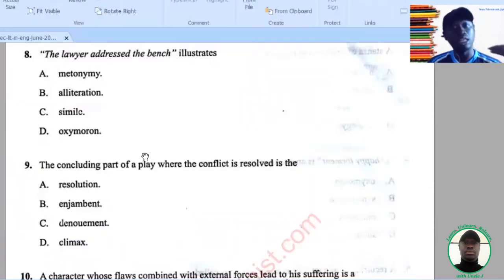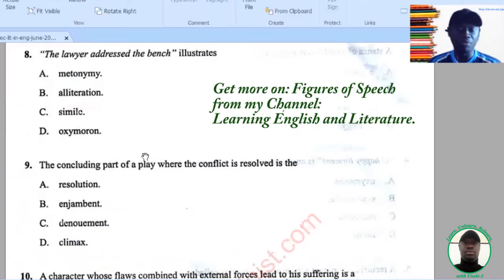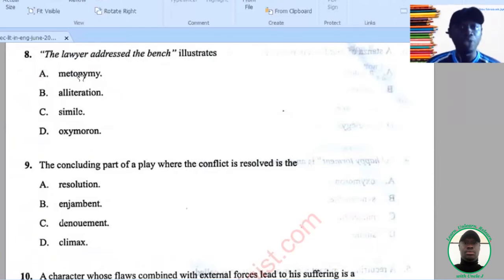Question 8. The lawyer addressed the bench illustrates A. Metonymy, B. Alliteration, C. Simile, D. Oxymoron. I told you in my figure of speech video where I distinguish between metonymy and synecdoche. Anytime you think metonymy, think symbolism. The bench here is a symbol for the judges. So the correct answer here is metonymy. I would advise you to watch the video on metonymy and synecdoche once more.